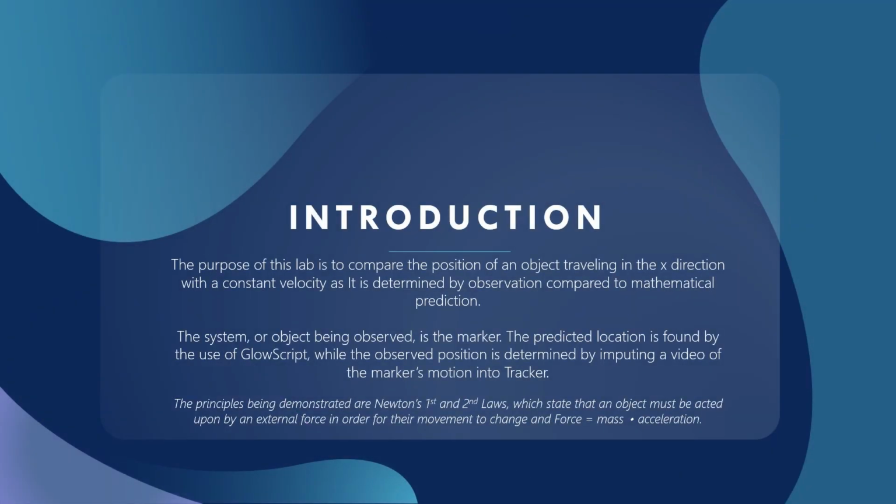The purpose of this lab is to compare the position of an object traveling in the x direction with a constant velocity as determined by observation, compared to mathematical prediction. First, the predicted location is found by the use of FlowScript, while the observed position is determined by inputting a video of the marker's motion into Tracker.